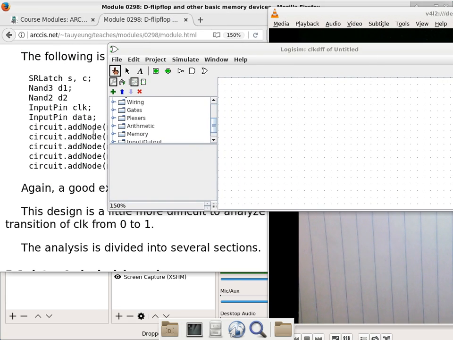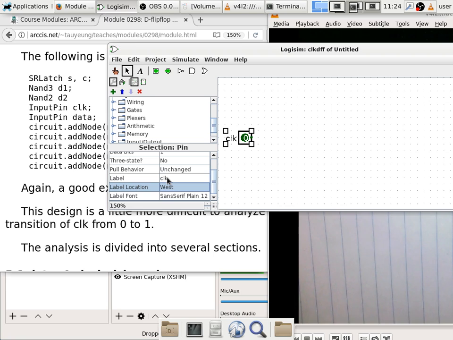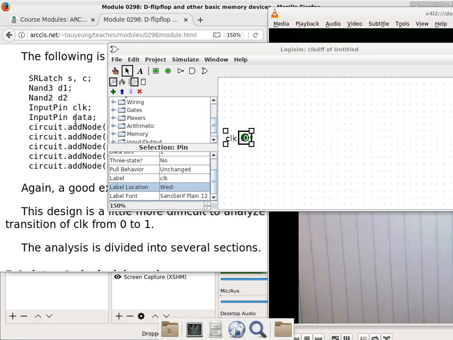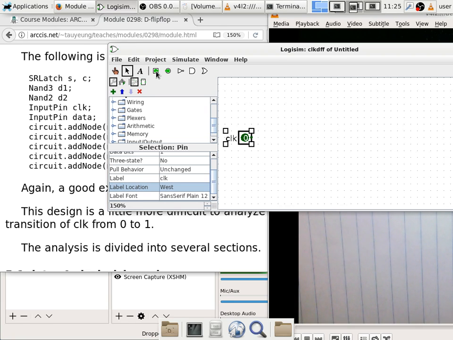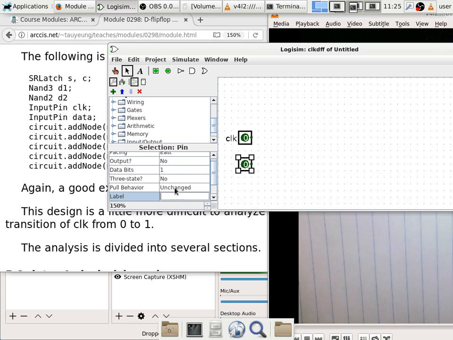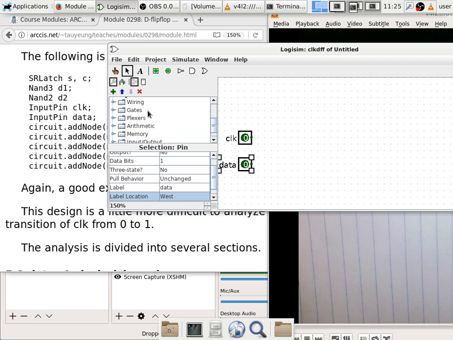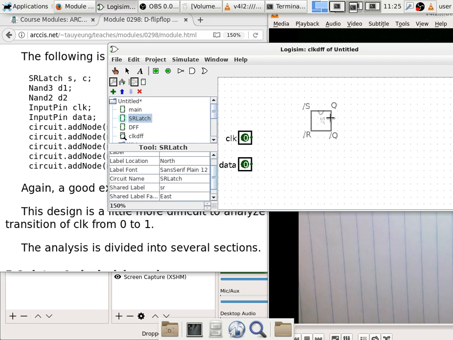Alright, so we'll pick out the components that we need first. We have one pin called the clock, CLK, one pin called data, or D, and then we have two SR latches this time. So one is called S, one is called C. So we go back to SR latch, 1, 2. And then we have two NAND 2 gates.